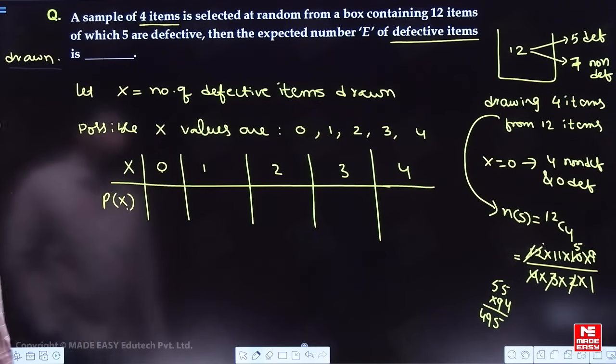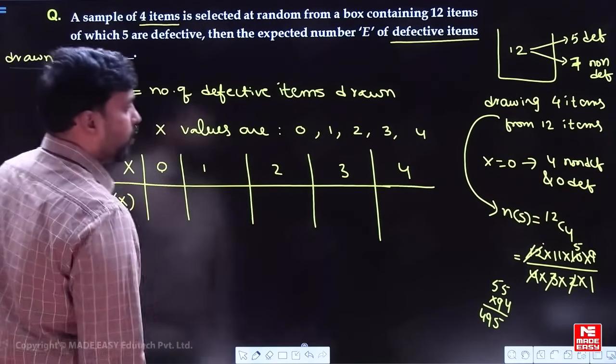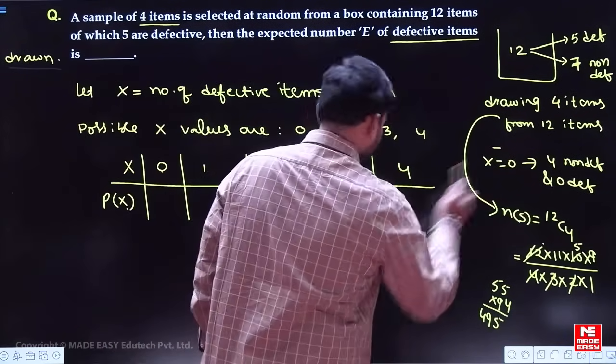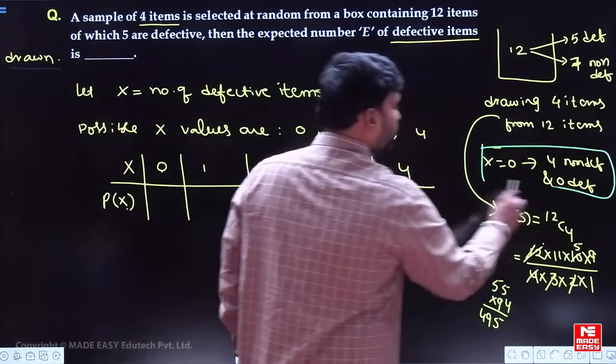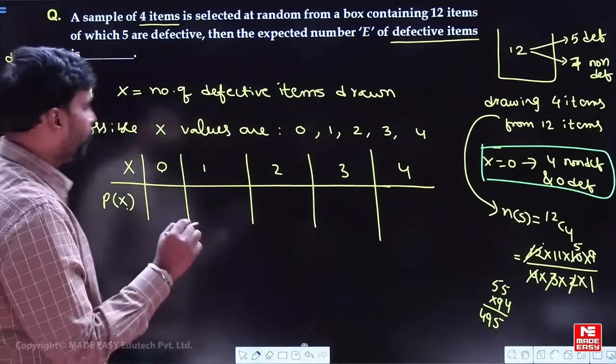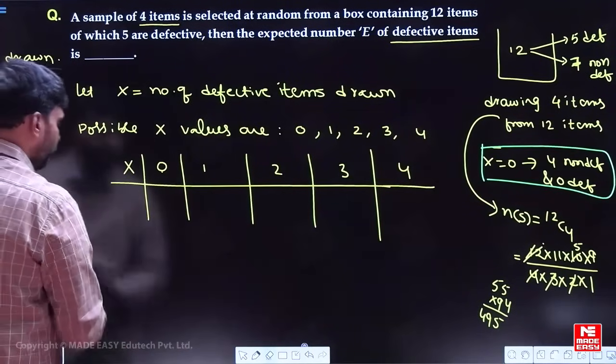Okay, so 495 you are getting as the sample space, right beta? So now what is the possibility for x equal to 0 you are getting? X equal to 0 के लिए क्या करना है? 4 non-defective है, right? So if anybody wants to write the events also, you can write it.